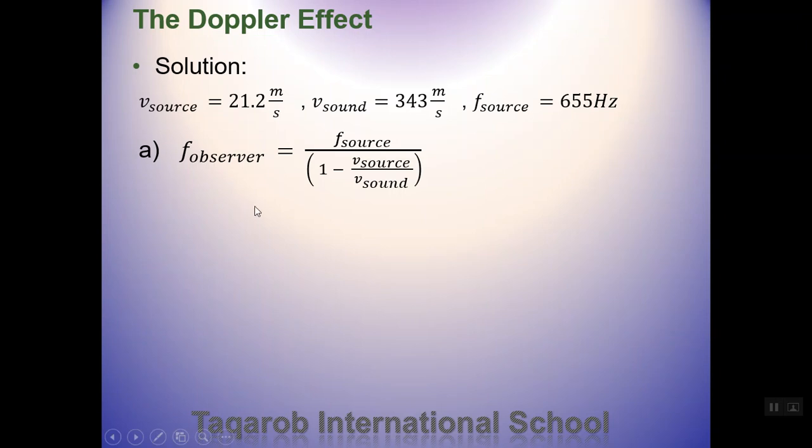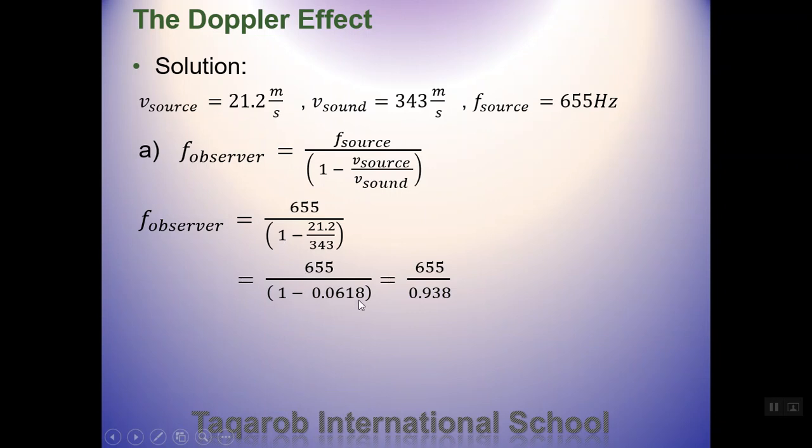Then substitute your numbers, where f source is equal to 655, the v source is equal to 21.2, and the v of sound is equal to 343. Calculate the denominator first to find this is equal to 655 over 0.938, so the frequency at the observer is equal to 698.15 Hz. Note that the frequency at the observer is greater than the frequency of the source because the source is moving toward the observer.